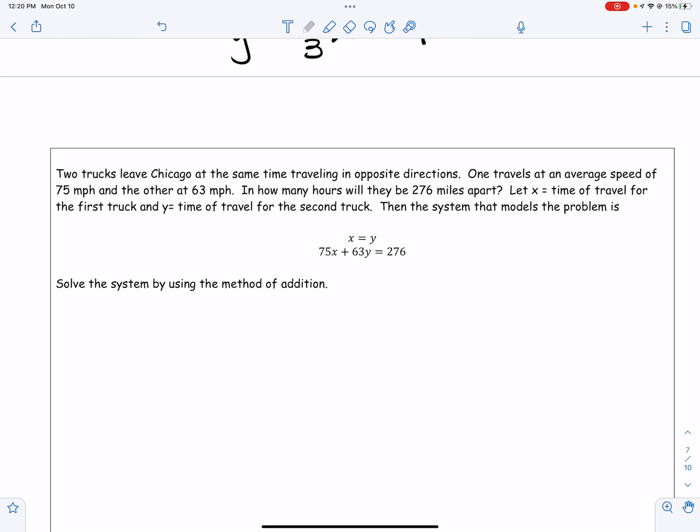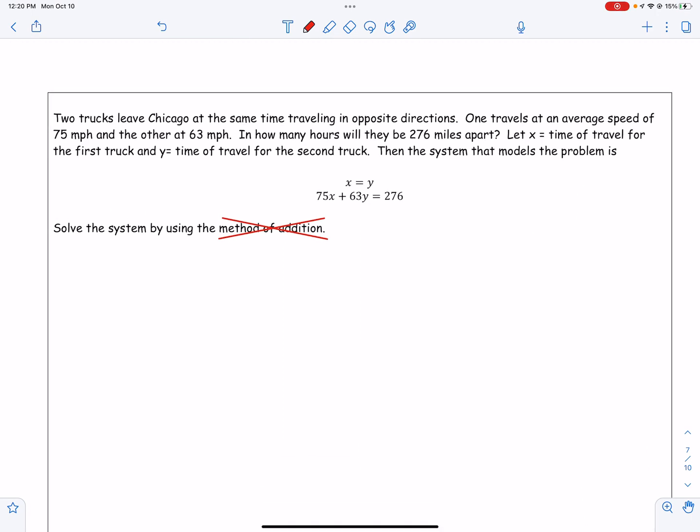And now this one, I'm gonna leave this off. I do not want you to do this one by the method of addition because I think this one is set up ideally to do substitution, okay? And really, what you should know about these is that you should know which equation is the better one to use, or which method is the better one to use. And so in this case, anytime I see x, I am going to replace it with y.